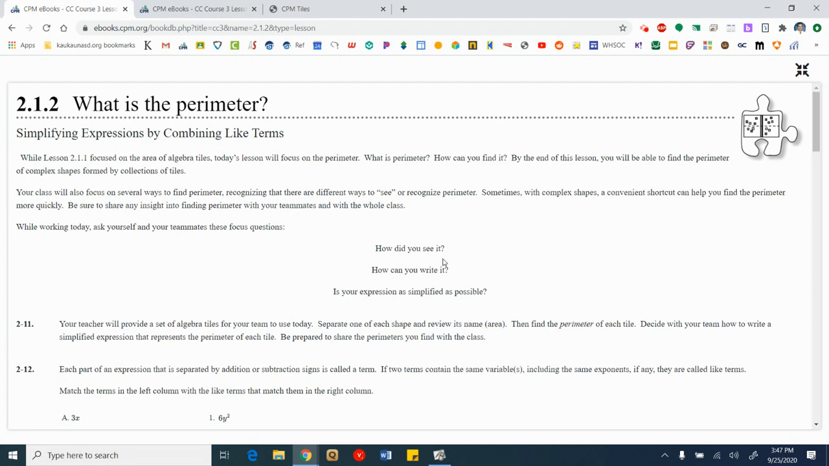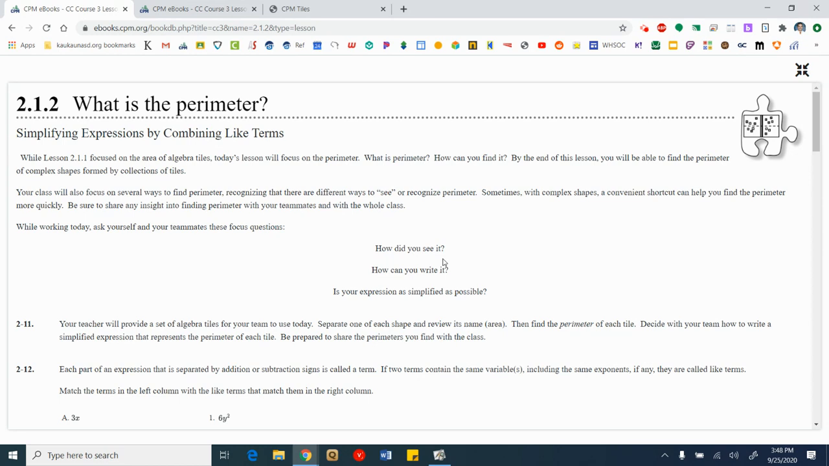Mr. Gajewski here. Today we're going to talk about lesson 2.1.2. What is the perimeter? Simplifying expressions by combining like terms. Well, in lesson 2.1.1, we focused on the area of algebra tiles. Today's lesson will focus on the perimeter. What is perimeter? How can you find it?